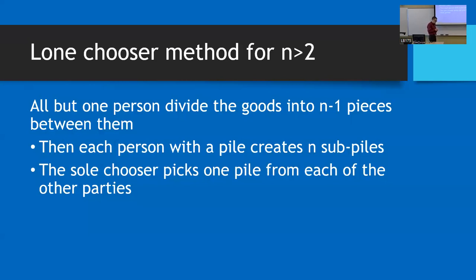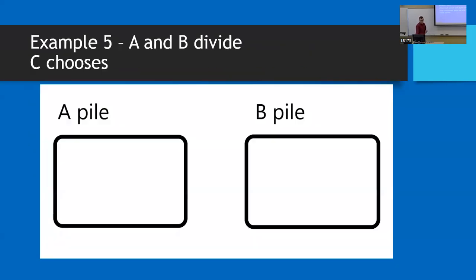Or maybe it was the captain who was on the ship and four pirates split the treasure up, and the captain says, well, I stayed with the ship and I need to get my fair share too. So what's going to happen is all but one person has already gotten their fair share, right? Then each of those individuals split up their own loot into sub-piles, specifically N sub-piles, if there's N people. And then that last person gets to pick a slice from each of the other individuals. Does that make sense? All right.